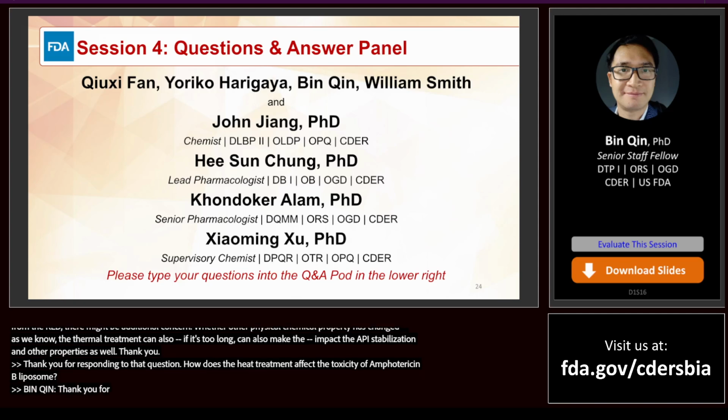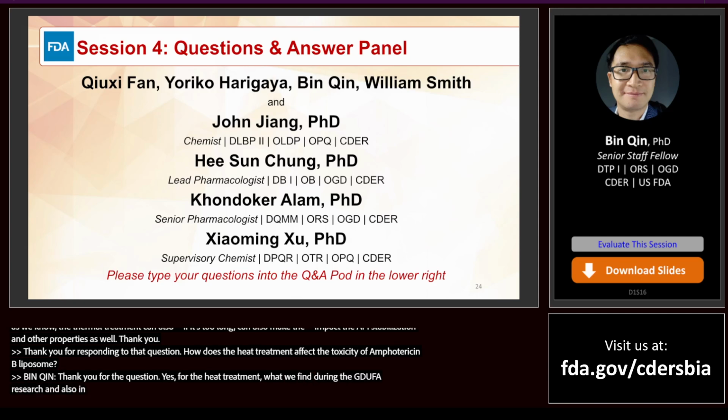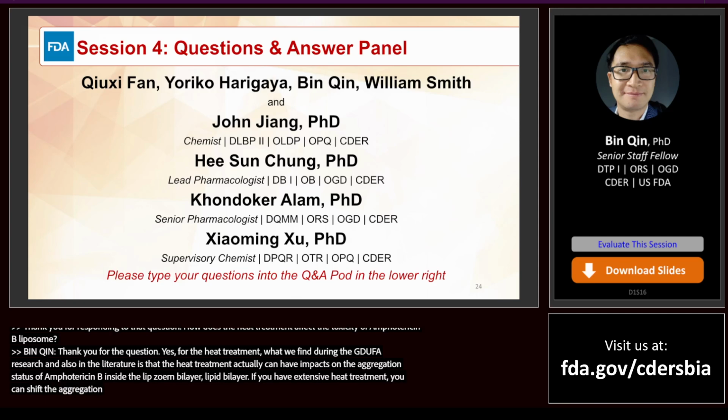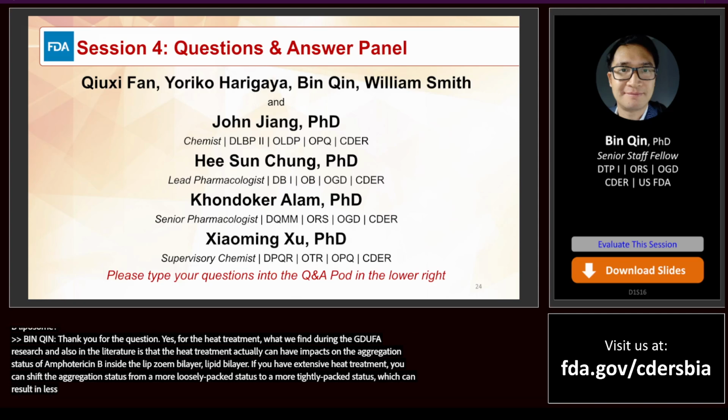Thank you for the question. For the heat treatment, what we find during GDUFA research and also in the literature is that the heat treatment actually can have an impact on the aggregation status of amphotericin B inside the liposome lipid bilayer. If you have extensive heat treatment, you can shift the aggregation status from a more loosely packed status to a more tightly packed status, which can result in less toxicity. Thank you.